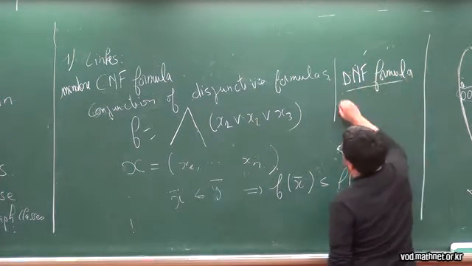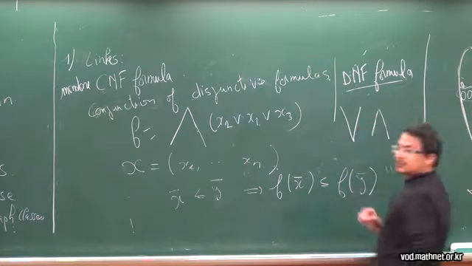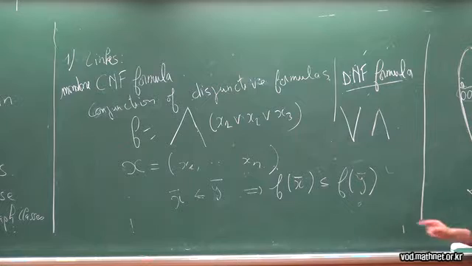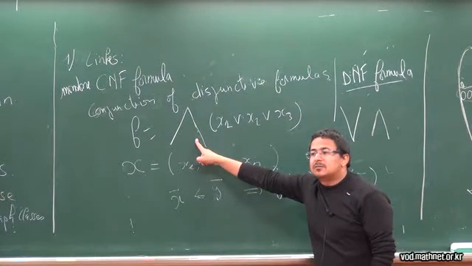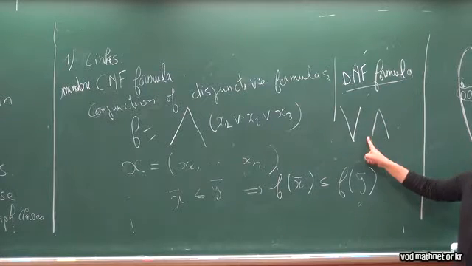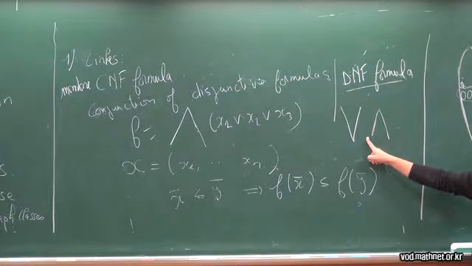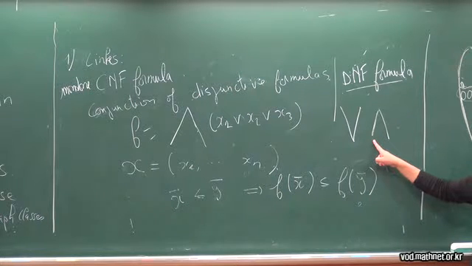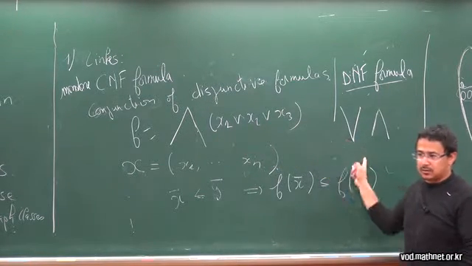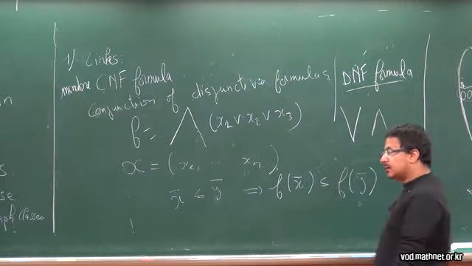The DNF formula is of that form: a disjunction of conjunctive forms. Checking the satisfiability of this is more or less the same as computing this equivalent formula, and you know that its satisfiability you can check easily. So the satisfiability of this one and this one are similar with respect to complexity.